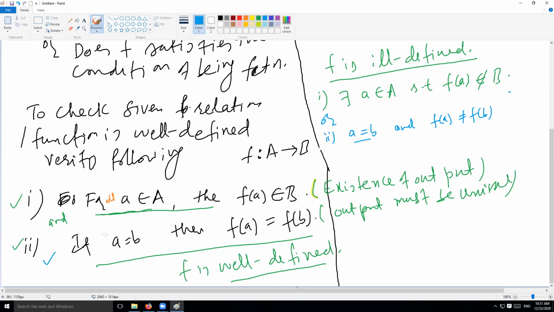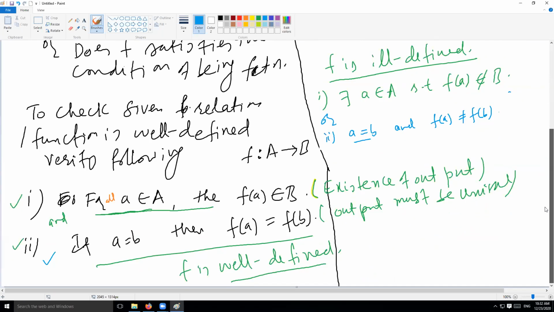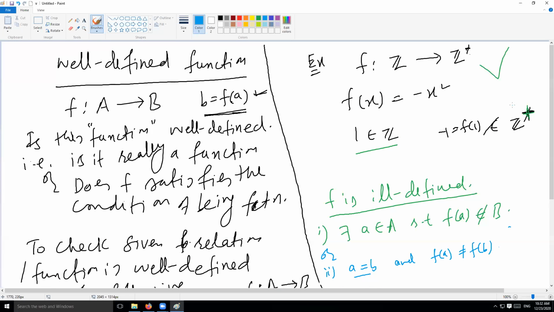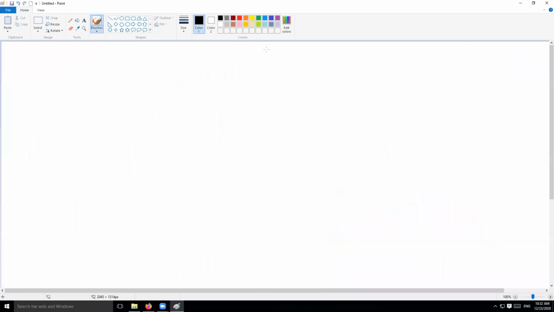So let me do some examples. Yeah, so this is important actually. These things are very, very important to do in mathematics. Functions are really the heart of mathematics. A function is a way to relate one kind of objects with another kind of objects. So let's do some examples in which some functions are well defined and maybe some are ill defined.